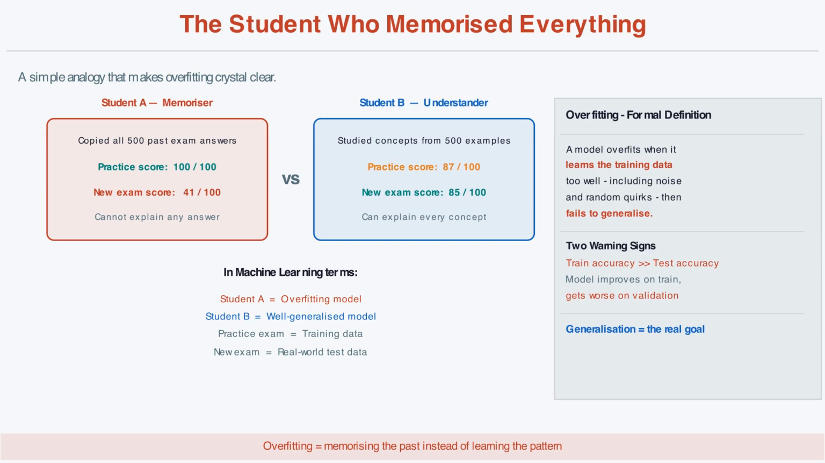Student B studied the same 500 papers but focused on understanding the concepts behind each answer. On the practice test, they score 87. Not perfect. But on the real exam, new questions, different phrasing, they score 85. Almost identical. Because they learned the pattern, not the specific answers. That is exactly what overfitting is in machine learning. Student A is your overfit model. Student B is your well-generalized model. The practice exam is your training data. The real exam is the world your model actually has to operate in.